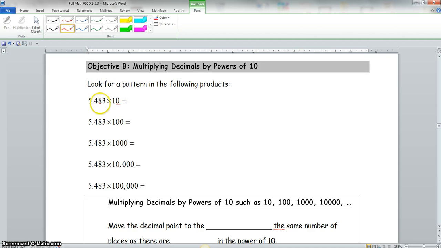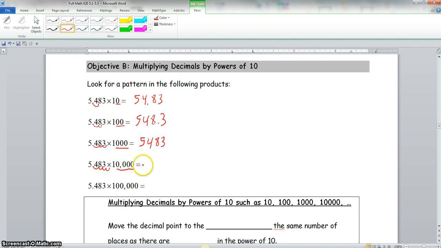You have 1 zero. So what that means is you will move this decimal to the right 1 place, and that will be your answer. So it'll be 54.83. We have 2 zeros here, so this decimal will move 2 places to the right. So it'll be 1, 2. So this would give you 548.3. We add 3 zeros here, so that means that decimal would move 3 places to the right. So it'd be 5,483. Now we have 4 zeros here. Now we will have to move this decimal 4 places to the right.